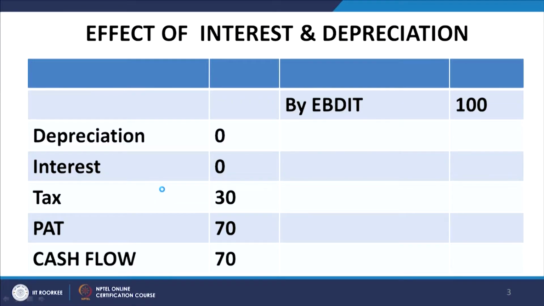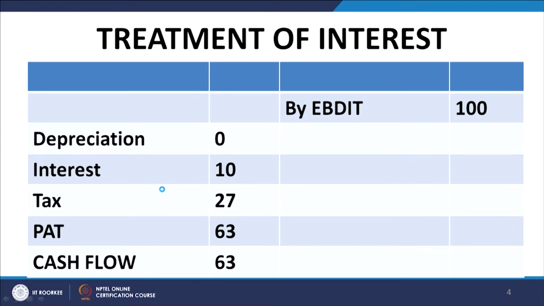Welcome back. So, before the break I was discussing the treatment of interest and depreciation while calculating FCFF. These are the formulas for calculating free cash flow to the firm from various sources: from EBDIT, from EBIT, from PAT and from CFO. So, talking about the effect of depreciation, let us come back to that for a second.